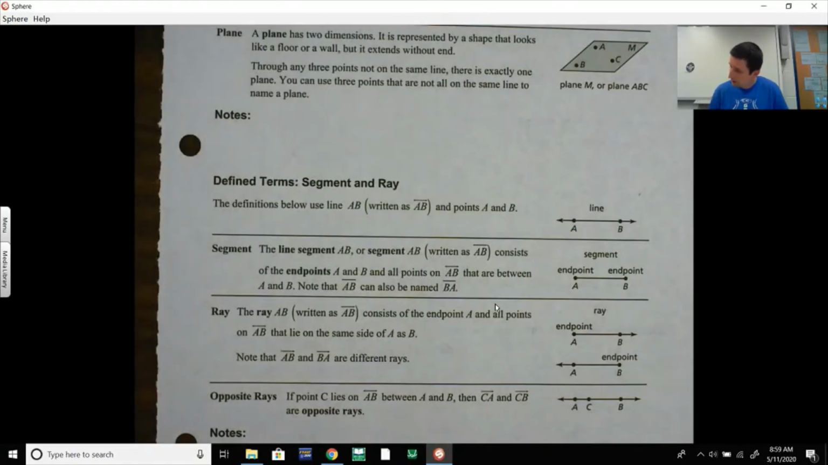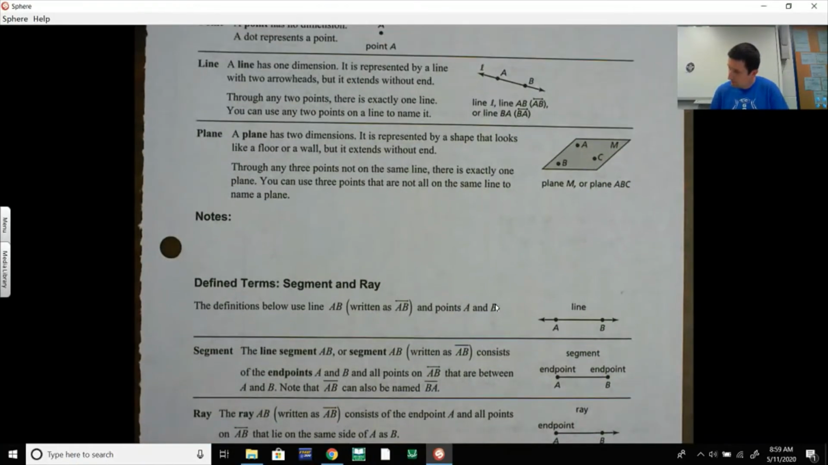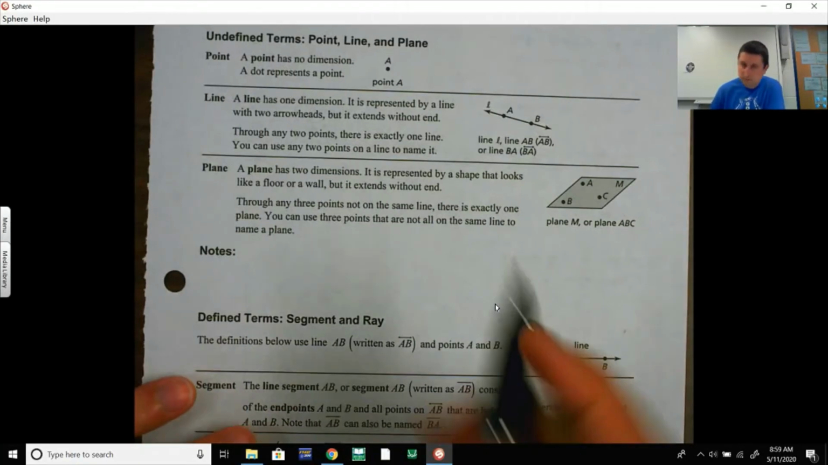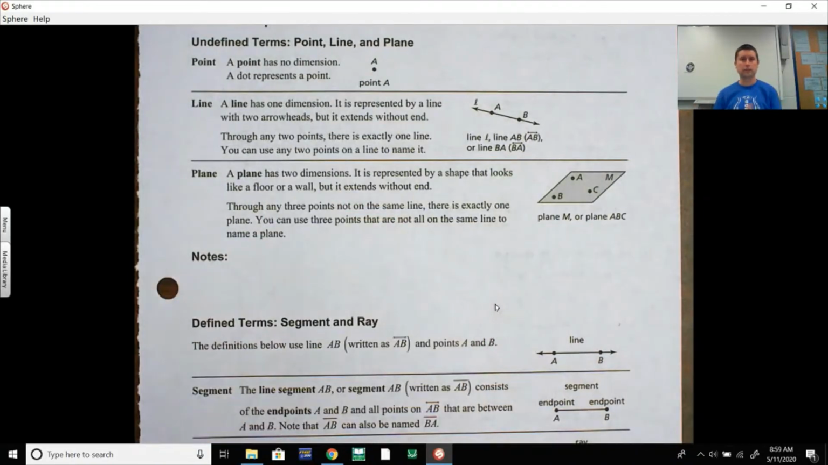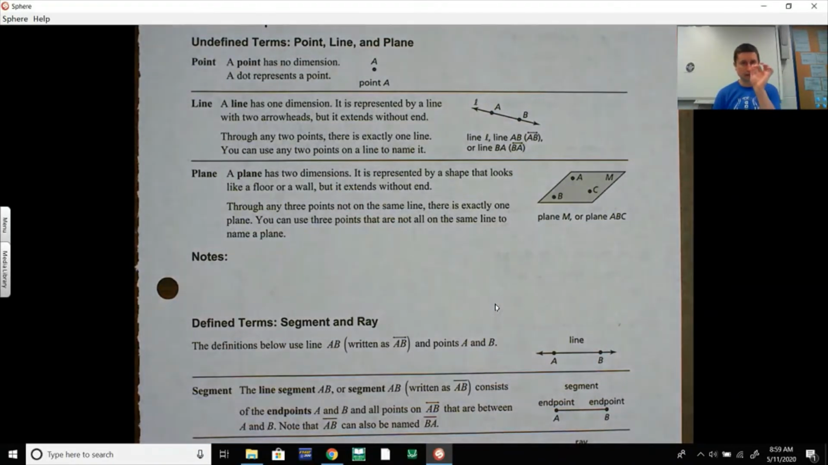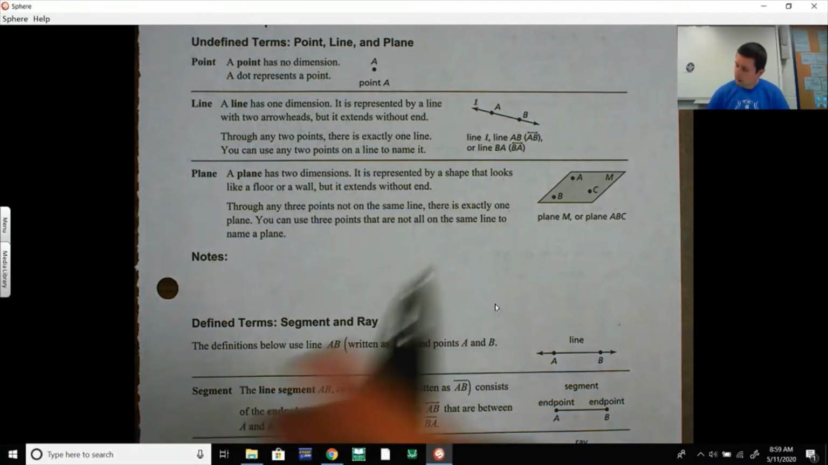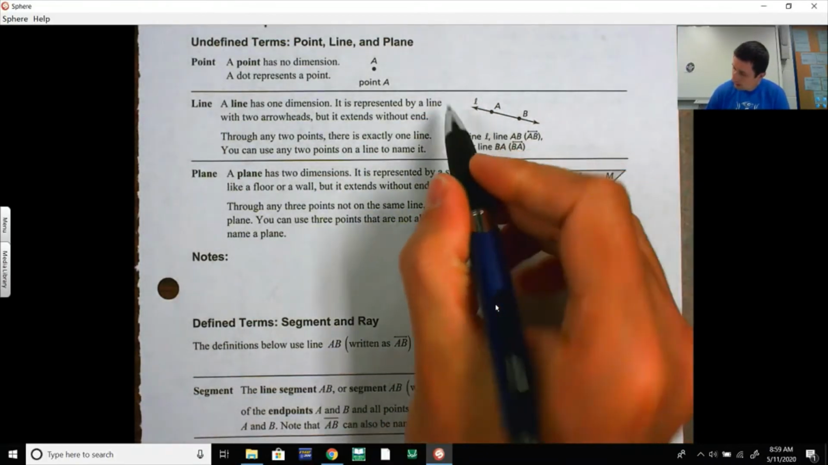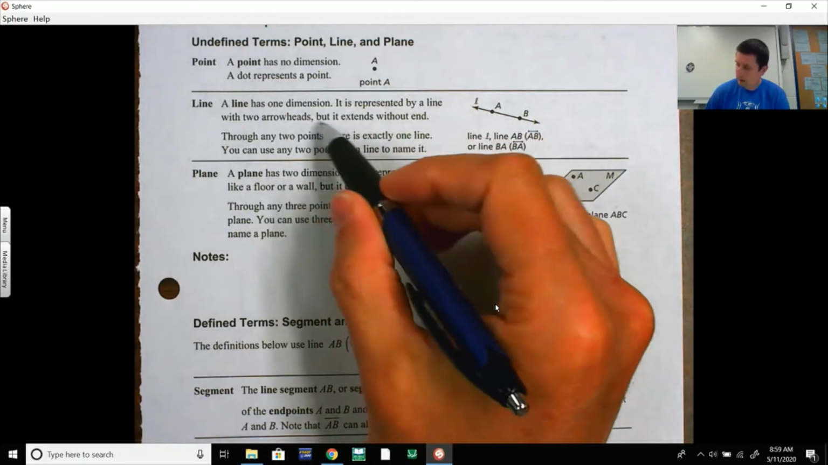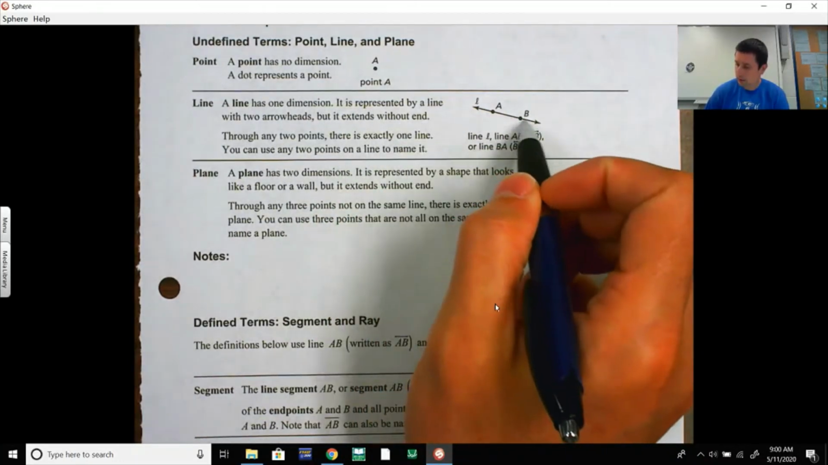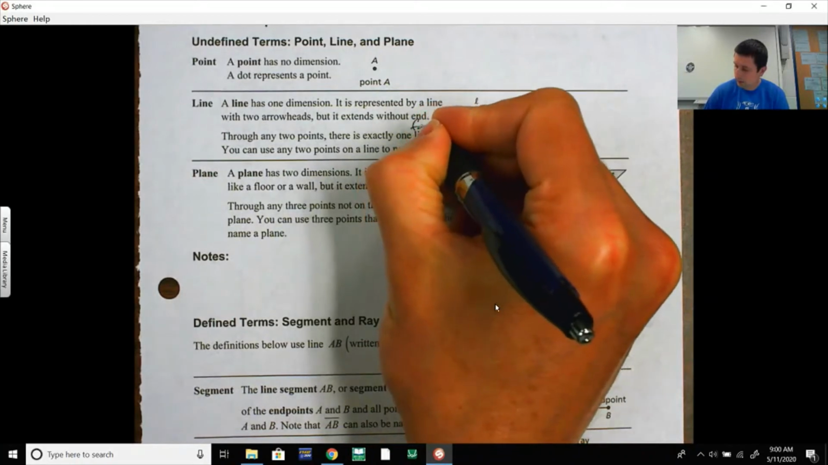Okay, so here's a lot of the definitions. A point has no dimension, and it represents this. A point does not have a length and a width. It's an infinite location in space. Now what's new here is lines. A line has one dimension. It's represented by a line with two arrowheads, but it extends without end. It goes forever. So that's what it means, extending without end.